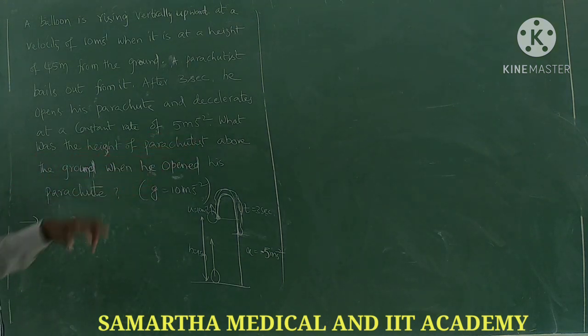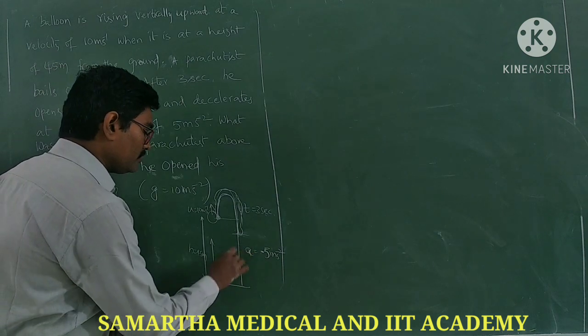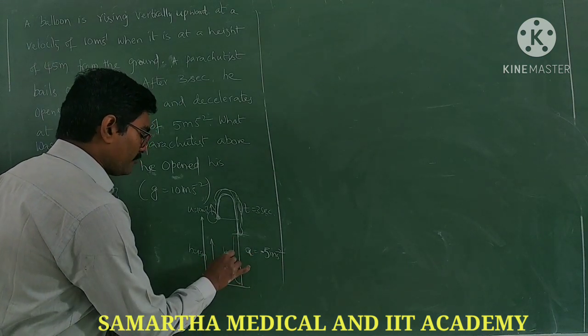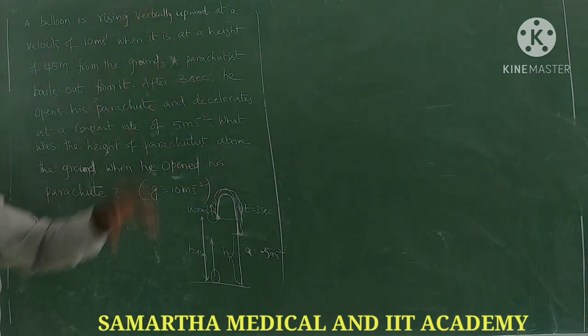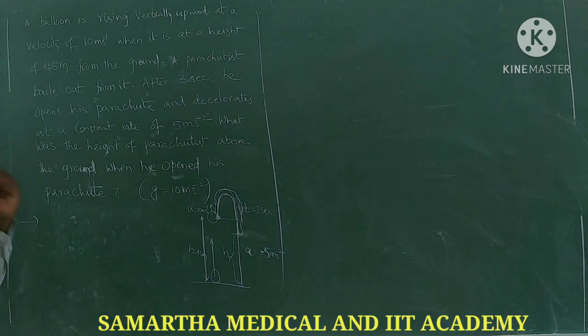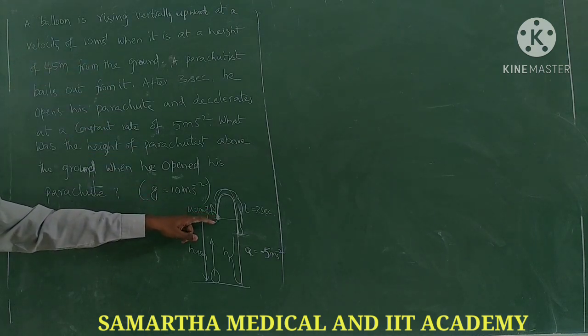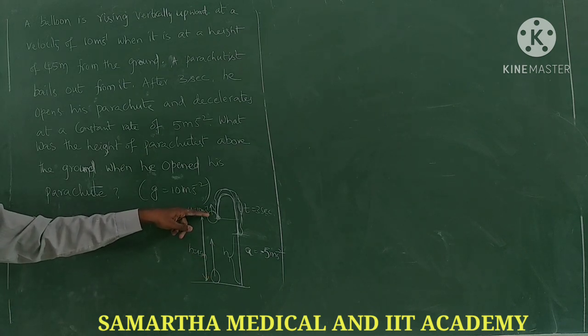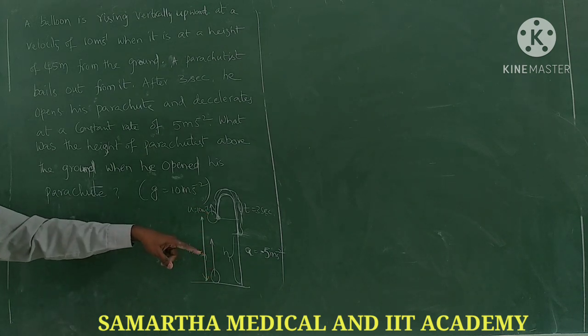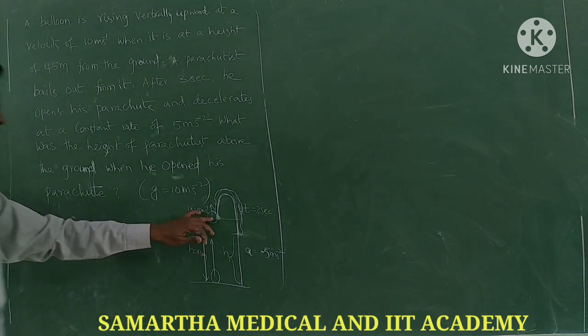What was the height of the parachutist above the ground when he opened his parachute? So you need to calculate the height at which the parachute is opened. This is the question. How to do this question? Now the body is going with what speed? 10 meter per second only. Initially it is 10 meter per second, even now it is going with 10 meter per second. No acceleration to calculate.